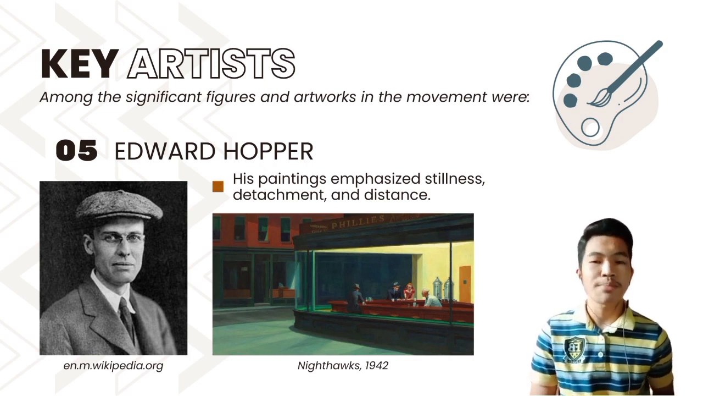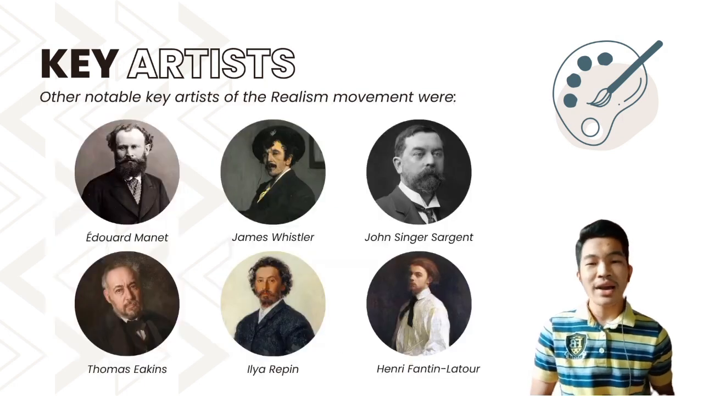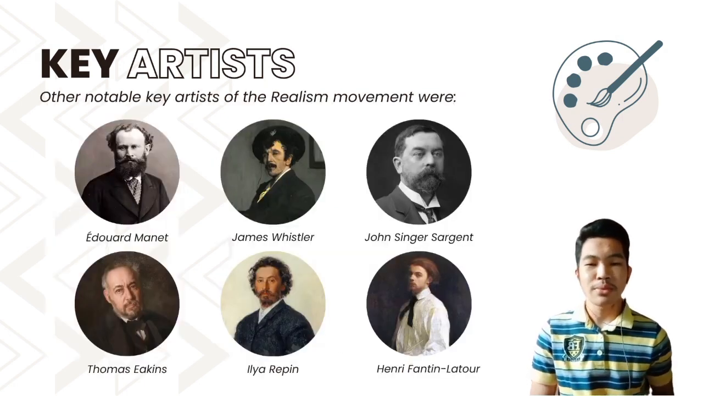Other notable key artists of the realism movement were Édouard Manet, James Whistler, John Singer Sargent, Thomas Eakins, Ilya Repin, and Henri Fantin-Latour. These artists helped to establish the ground rules for realism with their paintings.